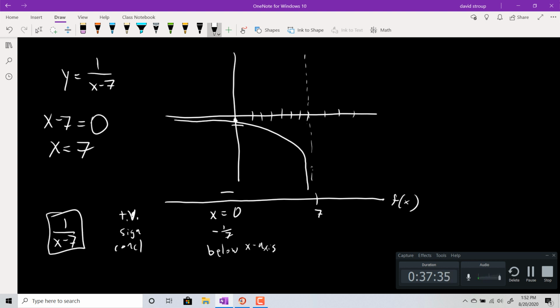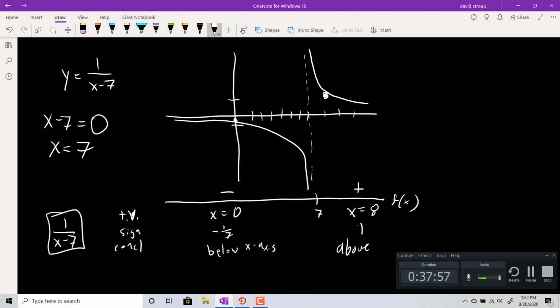x equals 8. I want to know if it's above or below the axis here. So I put 8 into the original. I get 1. So it's going to be right here. And so it's positive, which means it's above the x-axis. And it's going to end up looking like this.